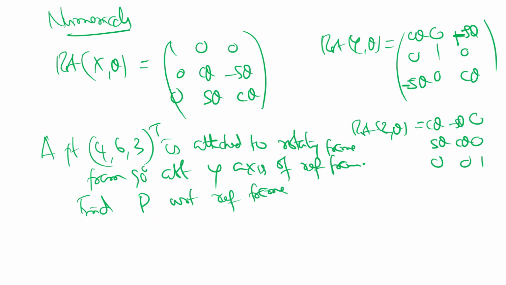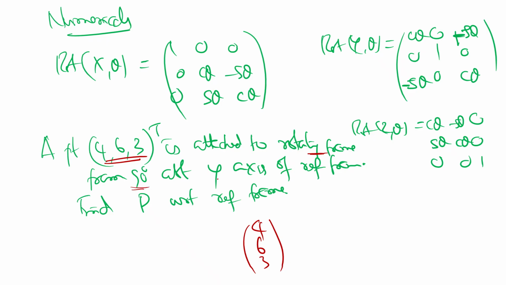Okay, so let's do that. So what is the takeaway? This is the point, 4, 6, 3. That point is attached to a rotating frame. The nature of that frame matrix is that the frame is rotated about 90° with respect to the y-axis.